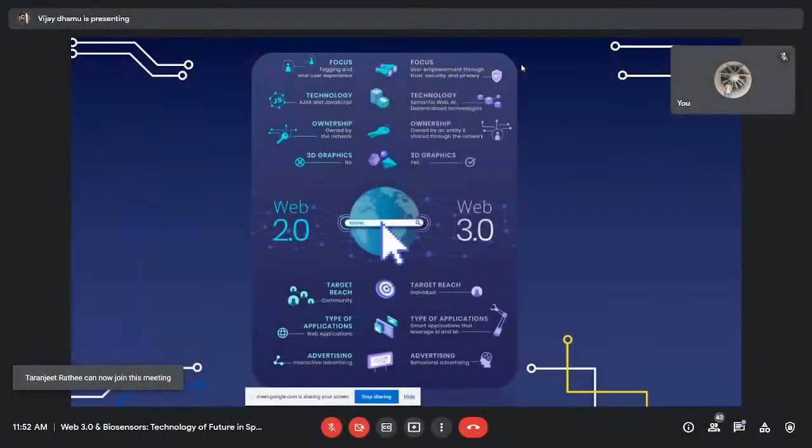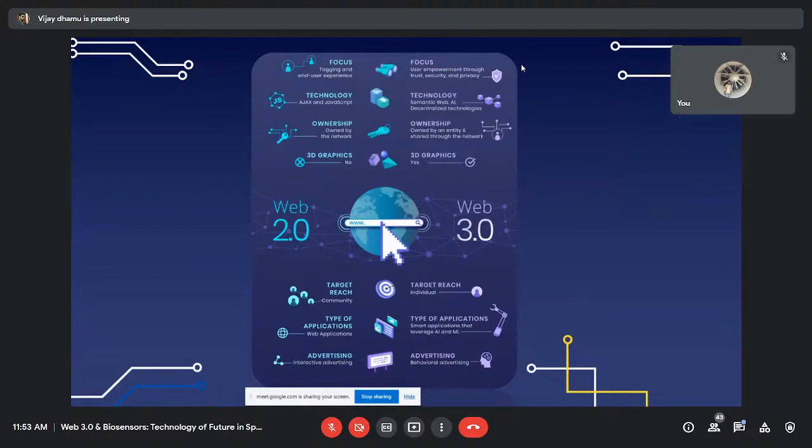You might have seen a lot of cases against Facebook and Google about controlling the data of their users. And the technology: the previous Web 2.0 was mostly based on Java and Ajax scripts. The current Web 3.0 is mostly based on the semantic web and AI. Web 3.0 is more focused on decentralized technology.